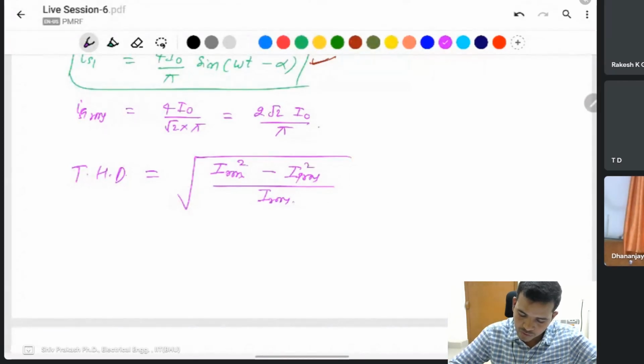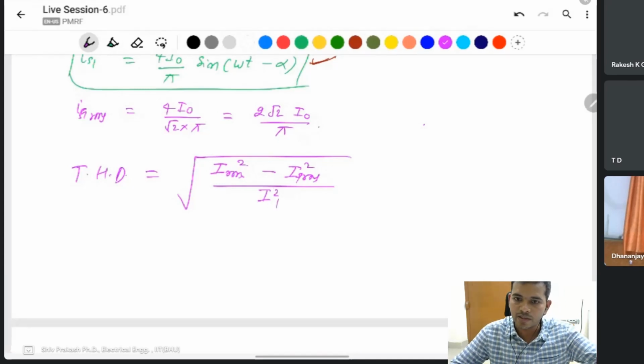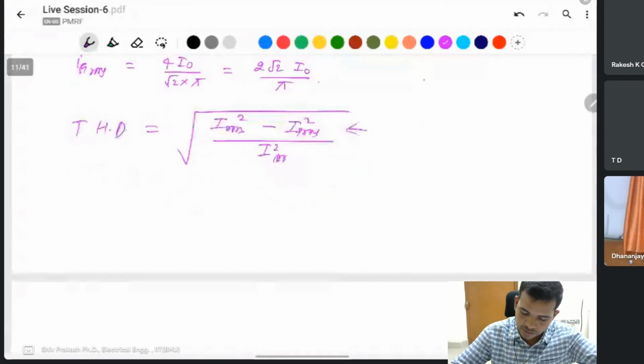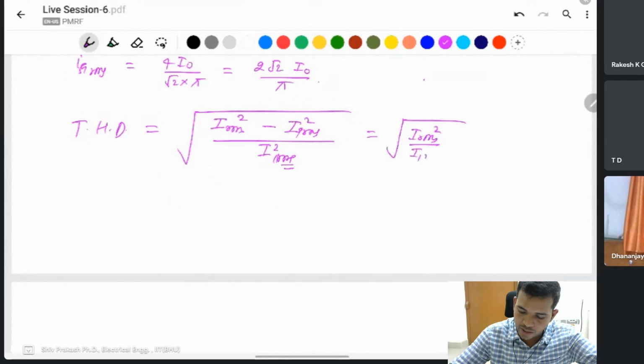So the bottom will be fundamental, right? I think I have some confusion. This one I have fundamental. What percentage of the fundamental is the harmonics? You take this one, then you find I RMS square divided by I1 RMS square, minus 1.